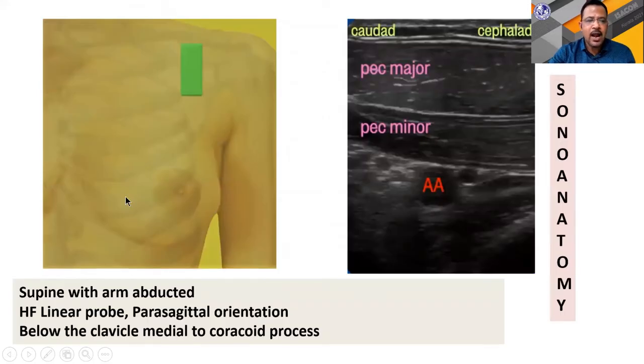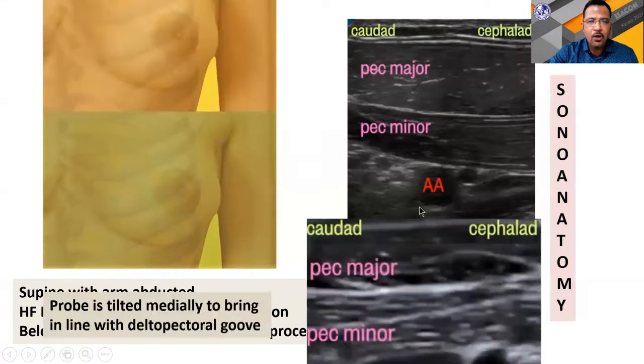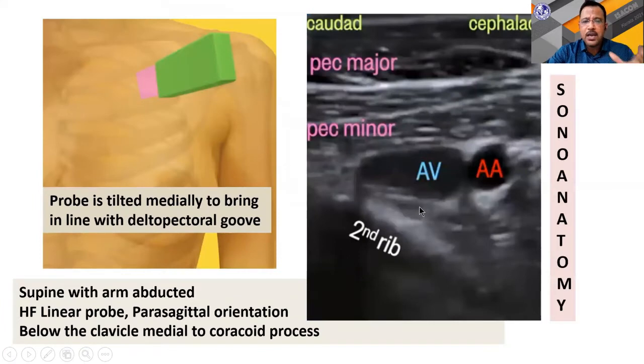Now coming to the sonoanatomy, the patient is placed supine with the arm abducted. A high frequency linear probe is placed in a parasagittal orientation below the clavicle, medial to the coracoid process. And this is the sonoanatomy which I get. This is the PEC major, this is the PEC minor, and this is the axillary artery. Now I will tilt my probe medially to bring it in line with the deltopectoral groove, and I start seeing the second rib and the PEC major muscle, PEC minor muscle, and the axillary vessels.